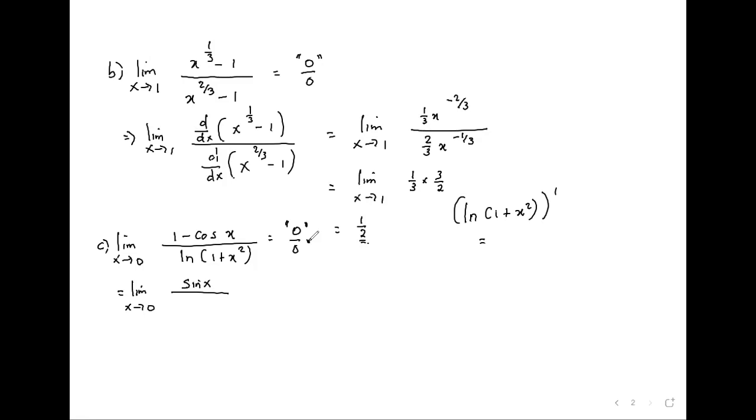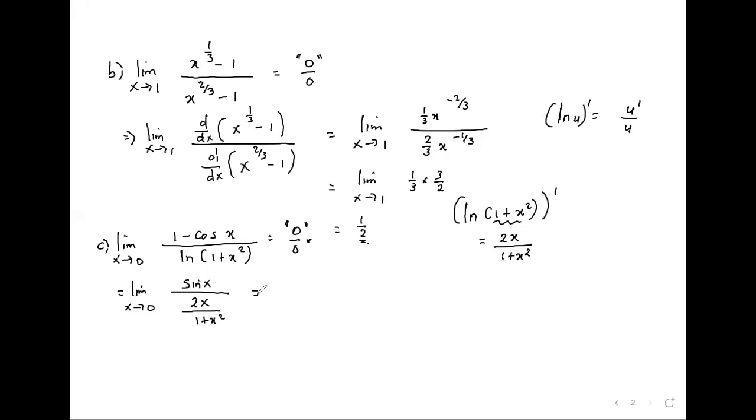So now we differentiate this one. To differentiate ln u, what we do is you get the derivative of u itself and then divide by u. So we'll get the derivative of 1 plus x squared, which is 2x, and then divide by 1 plus x squared. So we'll have 2x, and then divide by 1 plus x squared.